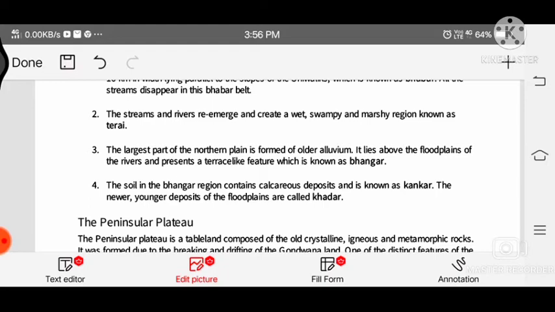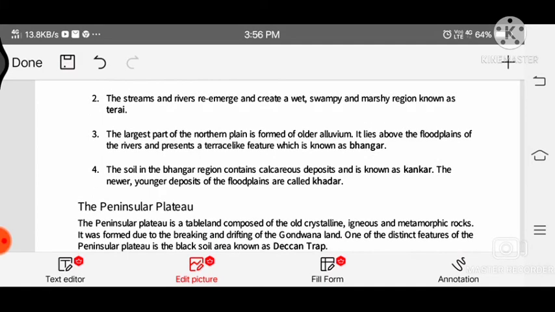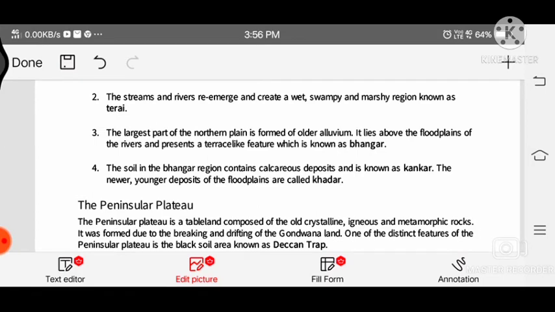Third point, the largest part of the Northern Plain is formed of old alluvium soil. It lies above the floodplains of the rivers and presents a terrace-like feature, which is known as Bhangar. The soil in the Bhangar region contains calcareous deposits known as Kankar.